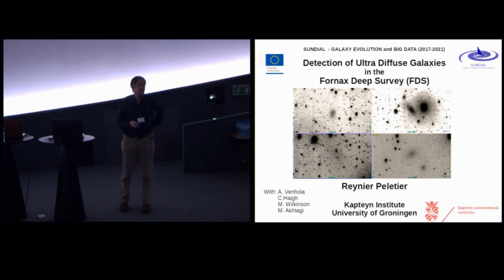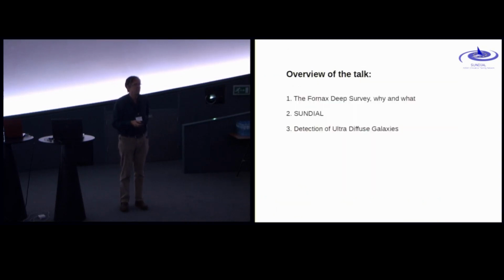So let's start with the Fornax Deep Survey, a survey that we have obtained in Groningen and in other places in the last 5 years. I'll give an introduction to what it is, then talk about the EU network that Rien just mentioned, and then talk about the detection of ultra-diffuse objects. Of course, this can be generalized to detection of all kinds of faint objects in other fields, but we're busy with astronomy.